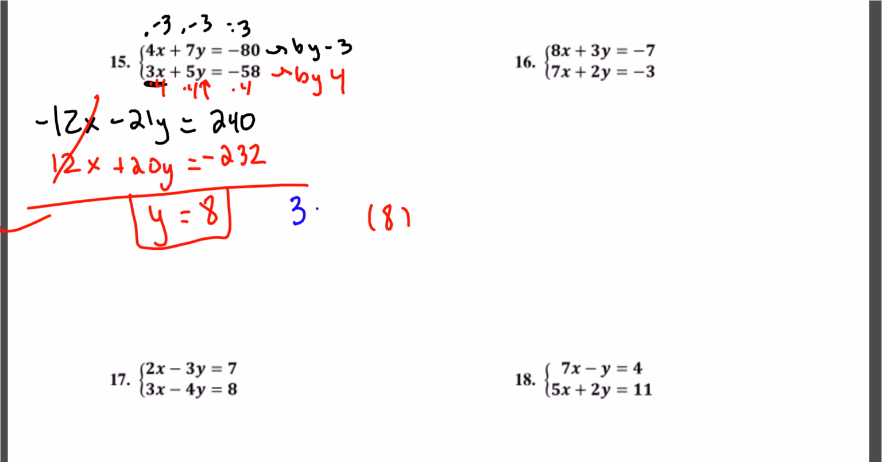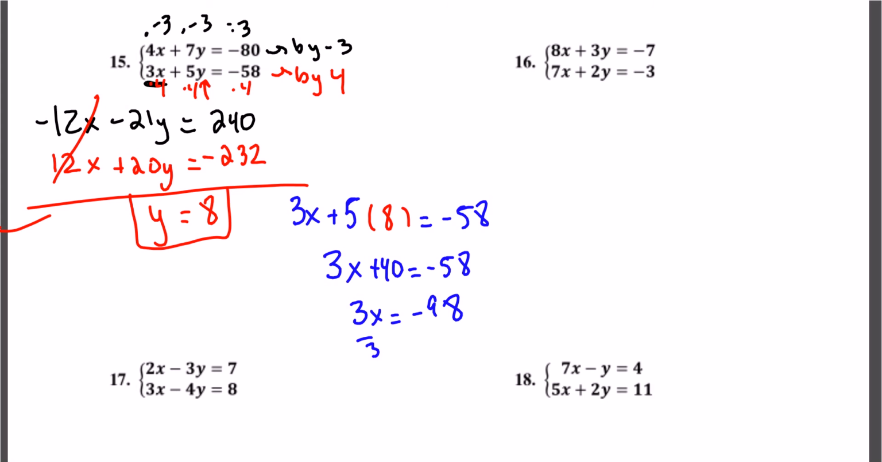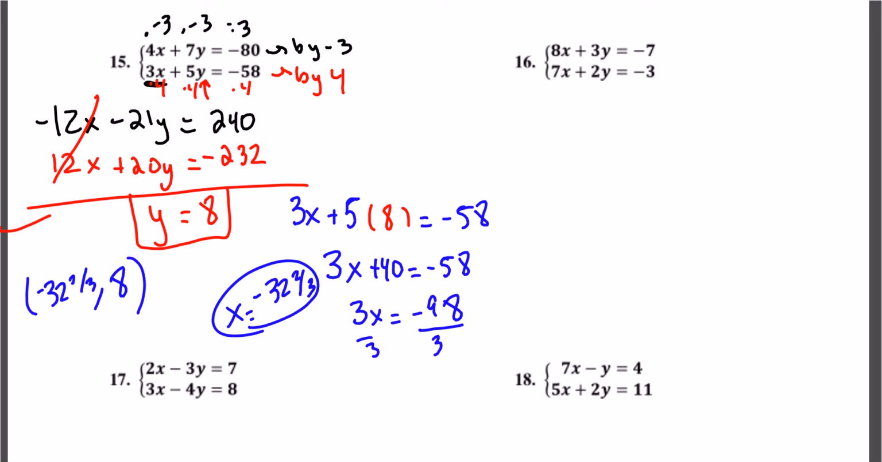So the top equation is going to become 3x plus 5, but instead of y, I put 8, equals negative 58. I get 3x plus 40 equals negative 58. I subtract 40 from both sides, I get 3x equals negative 98. I divide by 3 on both sides. I get x equals negative 32 and 2/3. So I have an x, I have a y, my answer is negative 32 and 2/3, and 8. And that's my solution.